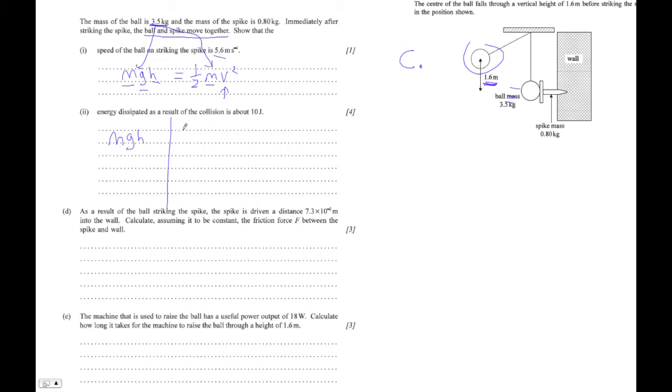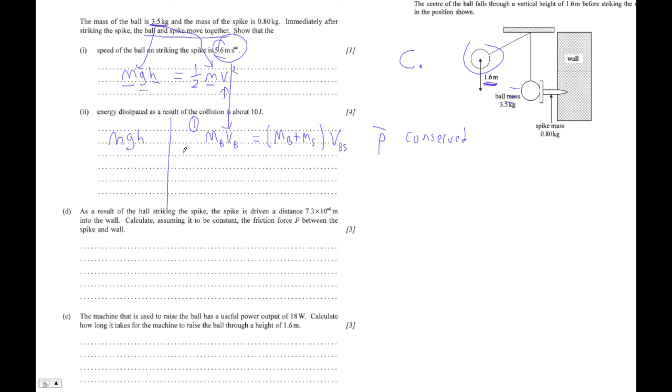Okay, so step one, you're going to set up an equation, right? You've got the mass of the ball times the velocity of the ball, and that's going to equal the mass of the ball plus the mass of the spike times the velocity of the ball and spike, because when it collides with this spike, momentum will be conserved, right? Okay, so set this up. Step one, momentum is conserved.